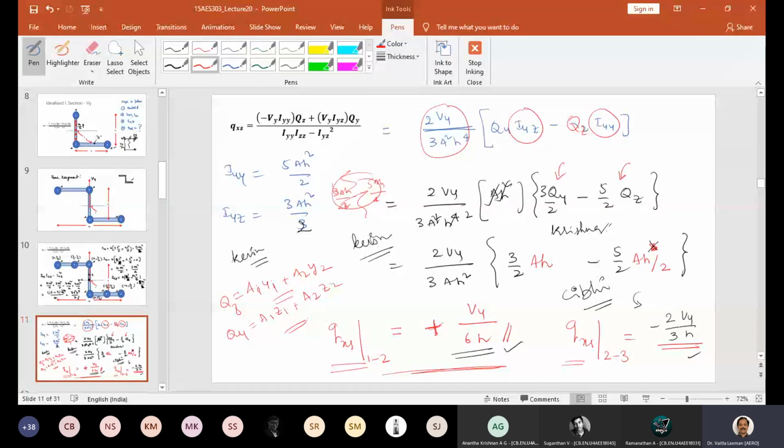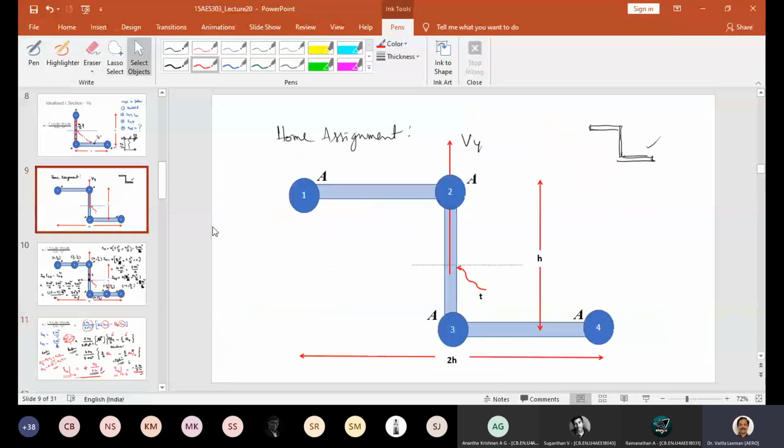The reason is simple. I hope you remember bending stress, right? The neutral plane will be like this. Compression and tension, remember? Bending stress.